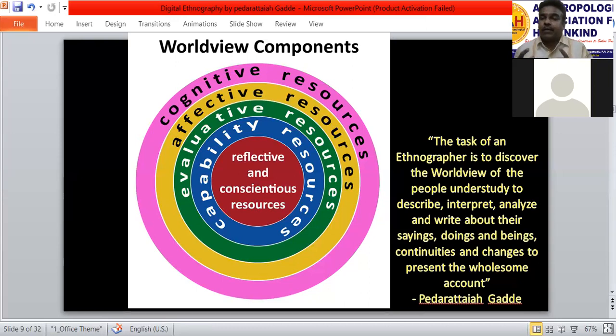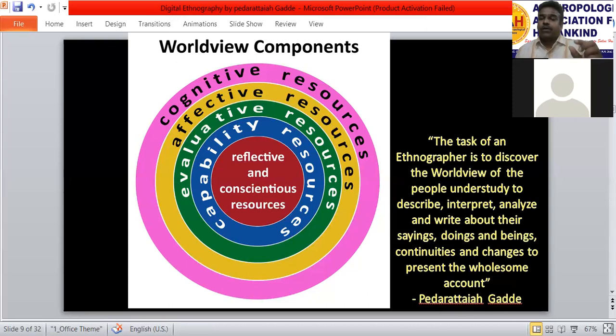I have already come up with the human competencies framework to discover the worldview. In that worldview, I have identified the cognitive domain, affective domain, evaluative domain, capability domain, and reflective and conscientious domain. These are the five domains a worldview consists of. So there are different layers, different domains, spheres of worldview.